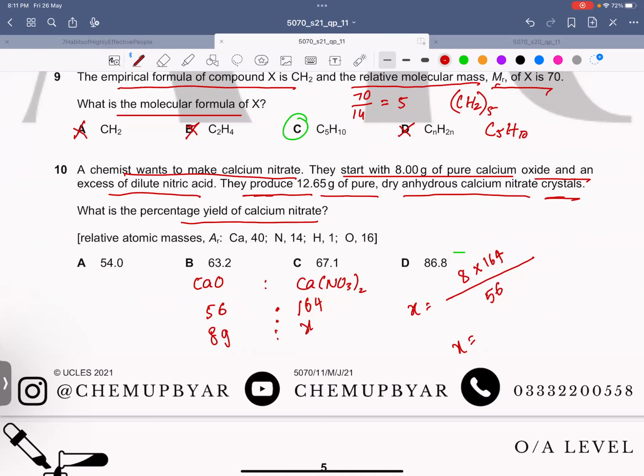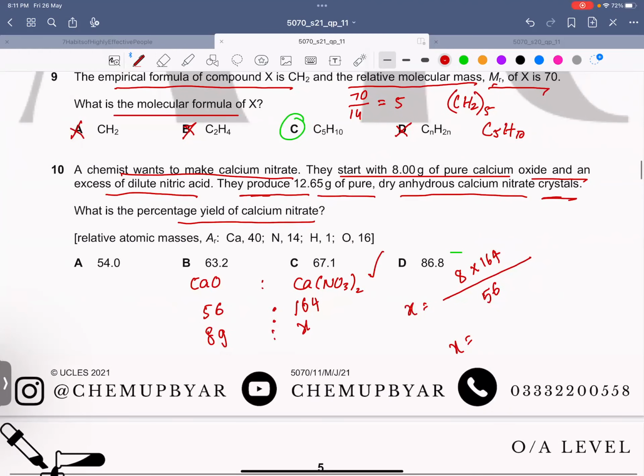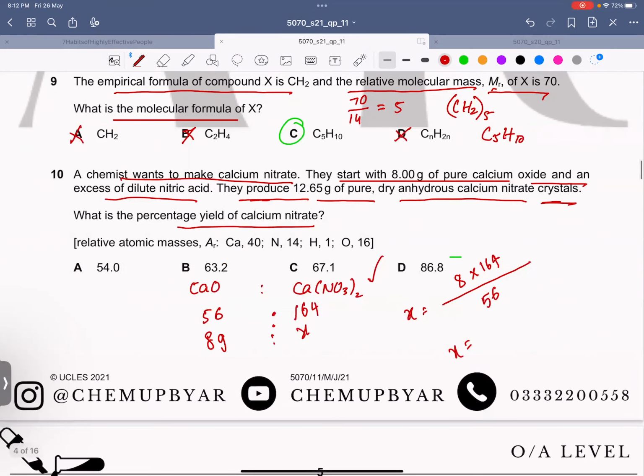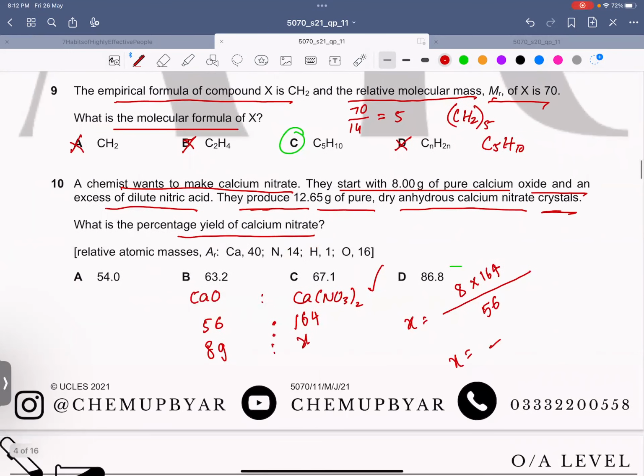Can anybody confirm me the Mr of calcium nitrate again? 40 plus 28 gives you 68. Sir, 164. And okay, what is the value we are getting over here? 23.64. Okay, 23.64. That is the theoretical value.